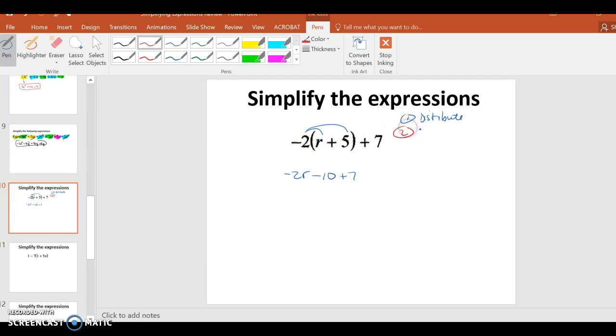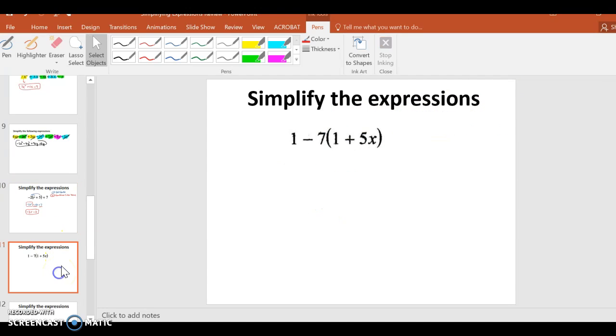So the second step is to go ahead and combine like terms. So what can I combine with the negative 2r? Nothing, so I'll bring it down. Then negative 10 plus 7 would give you minus 3. And we are done here. Okay, so remember, you're going to distribute and then combine like terms.